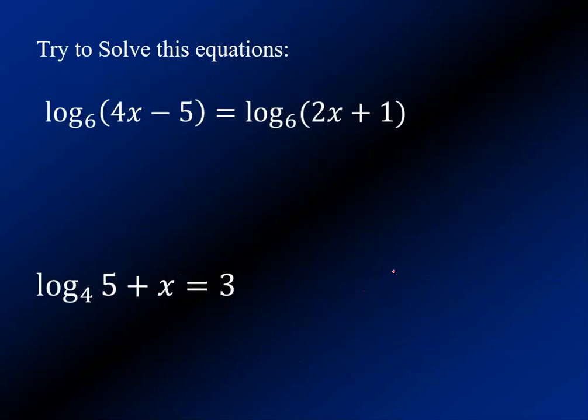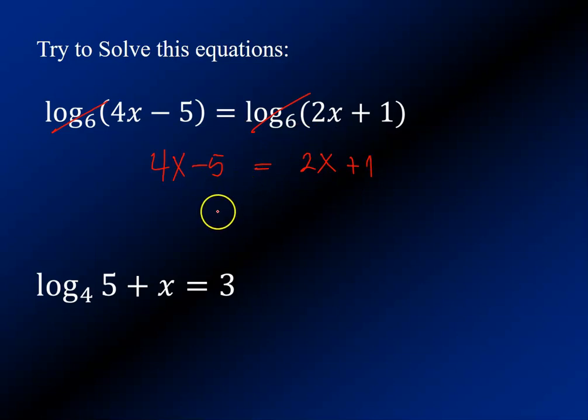Okay, let's try to solve this equation involving logarithm. So log base 6 of 4x minus 5 equals log base 6 of 2x plus 1. So basically here you have the same logarithm base, right? We have base 6 here. So therefore you just go for 4x minus 5 equals 2x plus 1, and then we find the value of x.